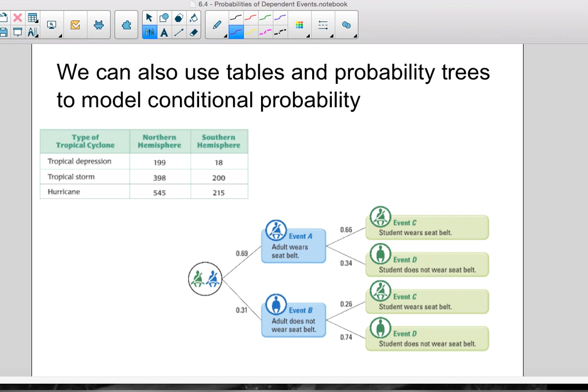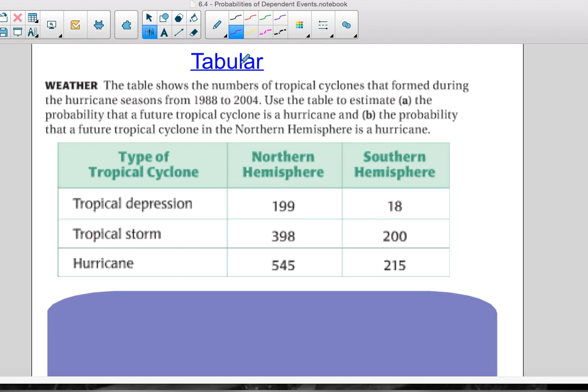All right. And then the second part, which is really probably the most new thing, is going to be probability tables and trees to kind of figure out different probabilities and read them from some of the information that's given to you. So like this is a tabular representation of data, right? It shows the number of tropical cyclones that formed during the hurricane seasons from 88 to 2004, right?